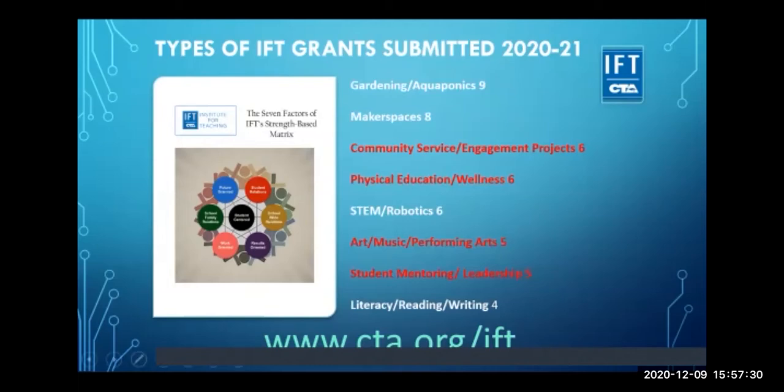So for this last 2020-21 school year, the ones you see listed in white are the ones that are pretty normal. When I say normal, those are things that we generally get every year. We generally get quite a few requests for gardening and aquaponics as far as proposals. Same thing with maker spaces, STEM, robotics, that's usually another high-need item. Literacy, reading, writing, those are generally the ones that we get a lot of requests for.